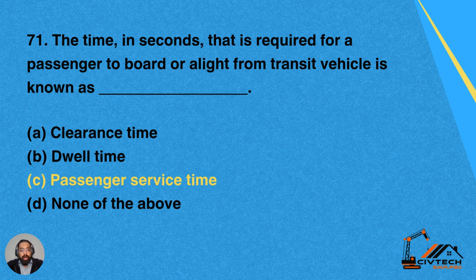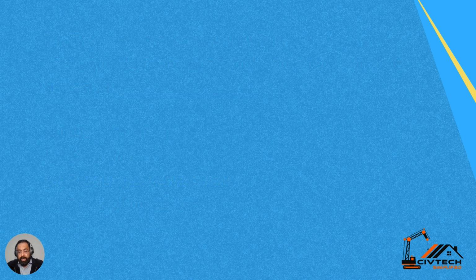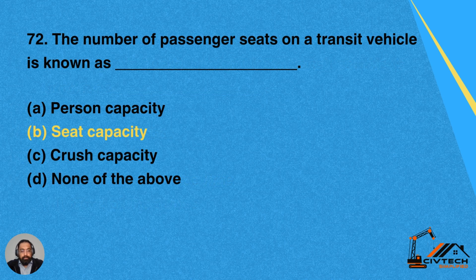71. The time in seconds that is required for a passenger to board or alight from a transit vehicle is known as option A, clearance time. Option B, dwell time. Option C, passenger service time. And option D, none of the above. So the time in seconds that is required for a passenger to board or exit from a transit vehicle is known as passenger service time. C is the correct answer.